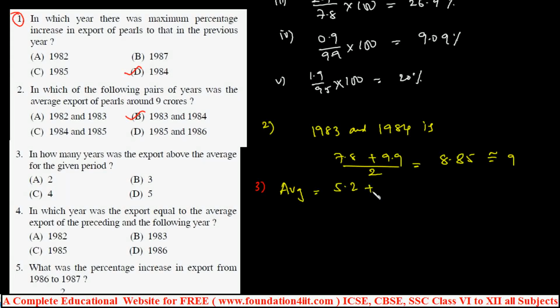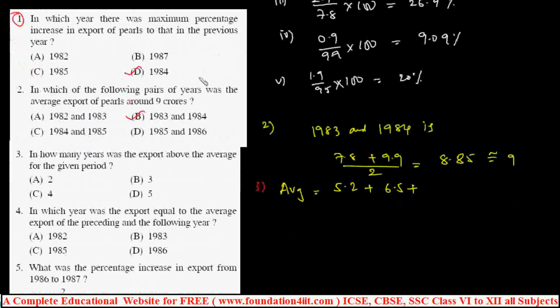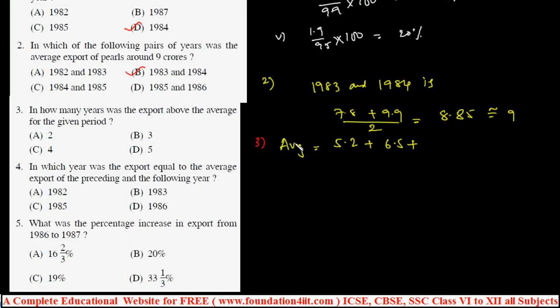So all the numbers are 5.2 plus 6.5. All these numbers we need to add and divide by the total of 7, right? Divide by 7. And 7.8 plus 9.9 plus 10.8 plus 9.5 plus 11.4, divided by 7. Do the calculation.